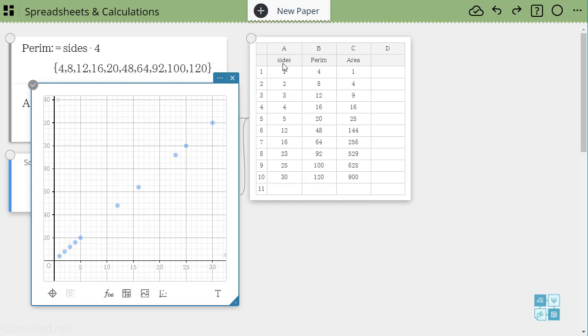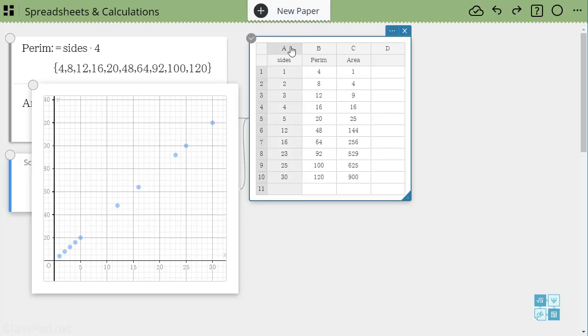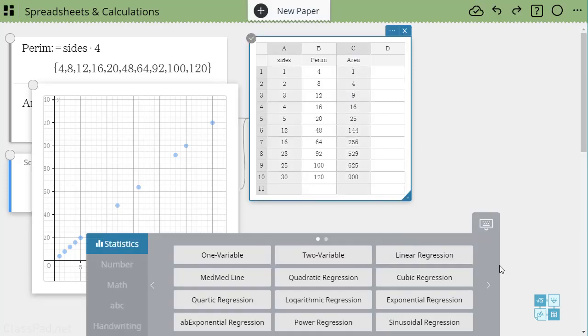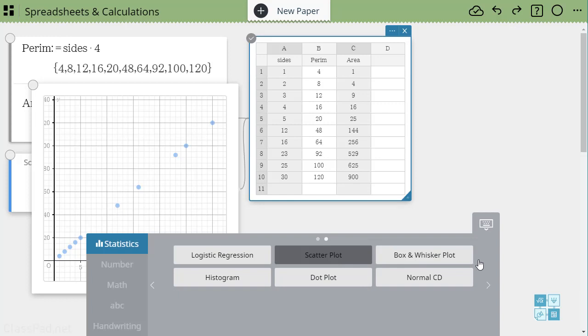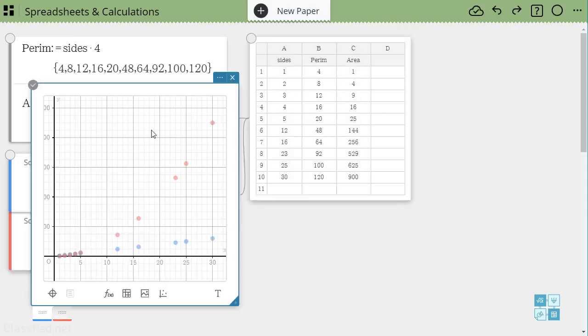So now let's do the same thing with sides. So I'm going to select sides and this time area and go to scatter plot. And this is going to have a different take. So notice it is parabolic, right? So then we could continue. So the nice thing is everything is connected here.